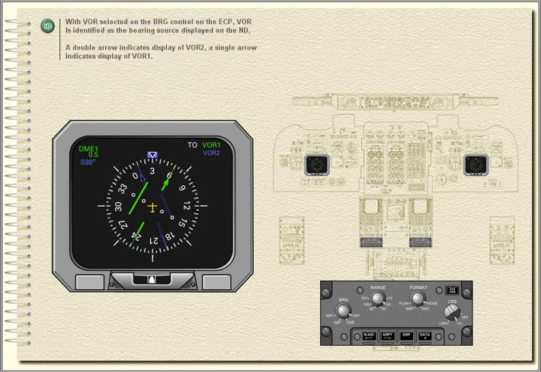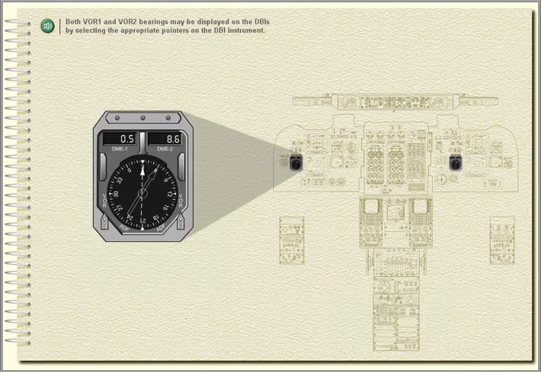With VOR selected on the bearing control on the ECP, VOR is identified as the bearing source displayed on the ND. A double arrow indicates display of VOR 2, a single arrow indicates display of VOR 1.